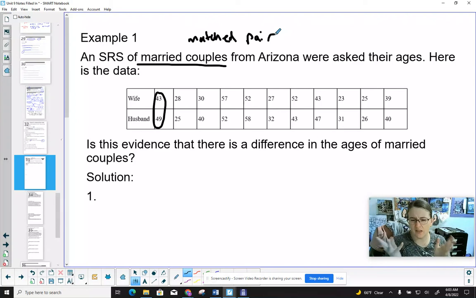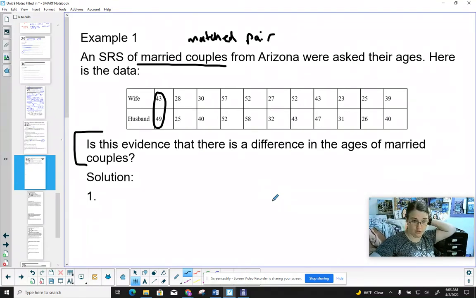And so what we need to do is, and we've done this once before, when it says, is there evidence that there is a difference in the ages of married couples? Just FYI, guys, this is a very common way to phrase the question. They will not say, run a hypothesis test or give a confidence interval. If they say, is this evidence, you have to do a hypothesis test or give a confidence interval depending on what the question is. And it's that way in your homework. So if you're ever confused on how to answer that, you give evidence by doing a hypothesis test. That's what we're going to do.